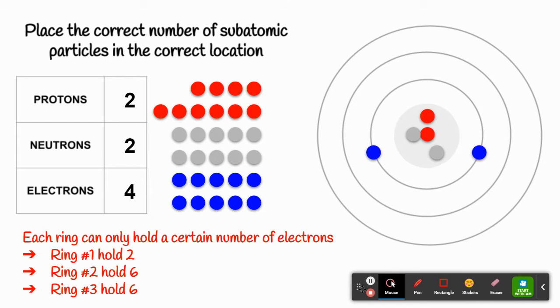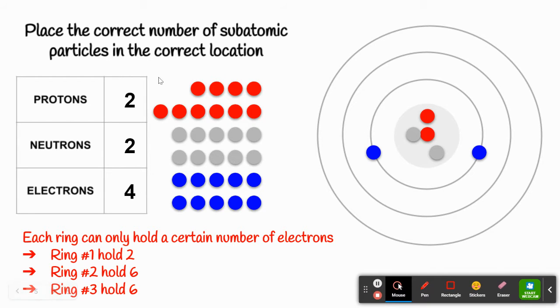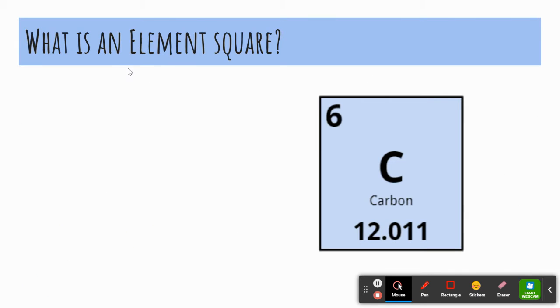All right, so now that you have a basic understanding of the structure of an atom, where the subatomic particles go, now let's look at where I got these numbers from. How do we know how many protons, neutrons, or electrons an atom has? So how we know is by looking at the element square, all right? And these are found on the periodic table. So this is the element square for carbon.